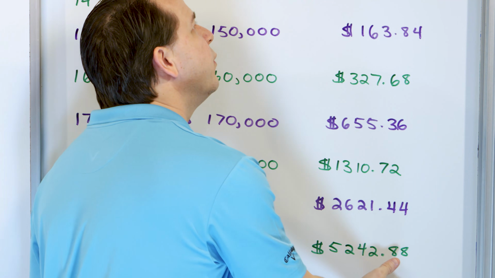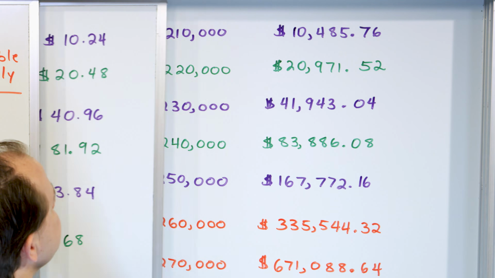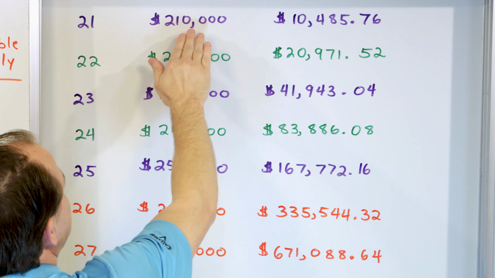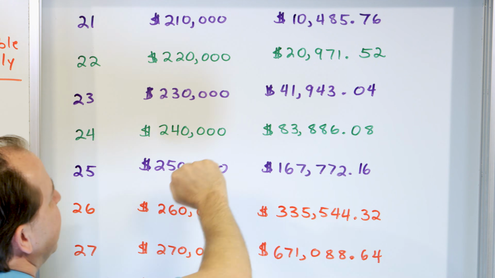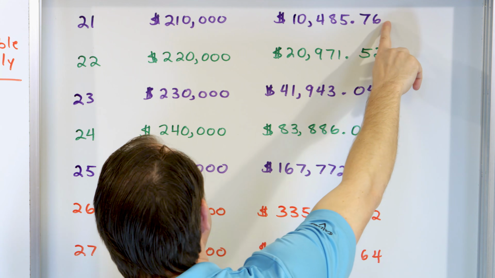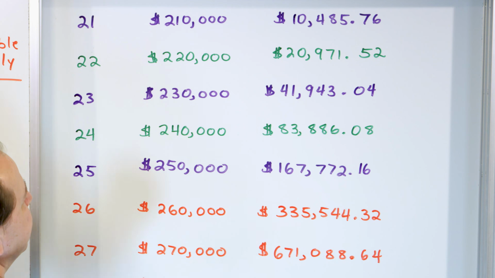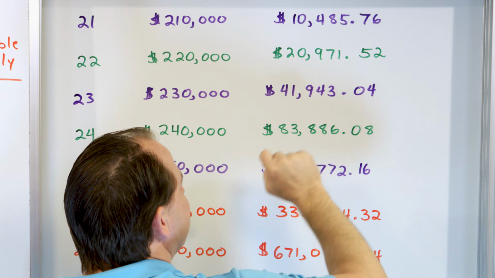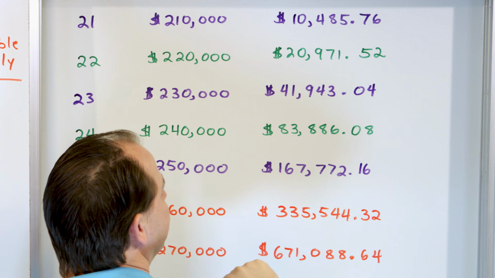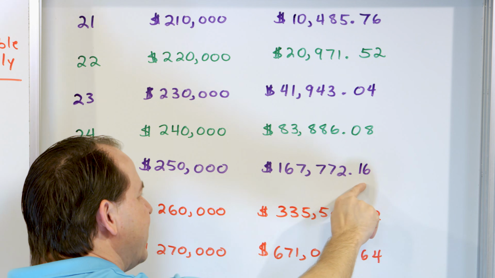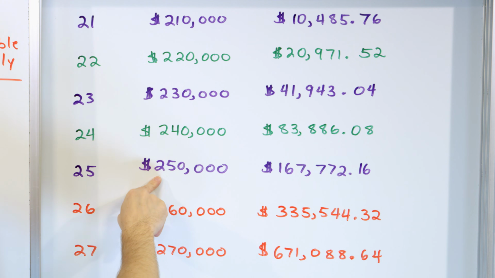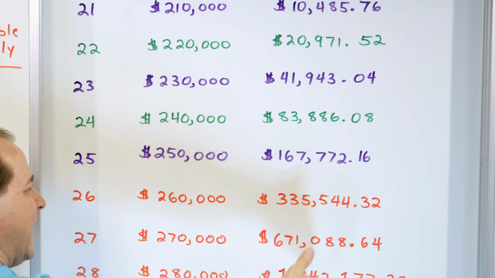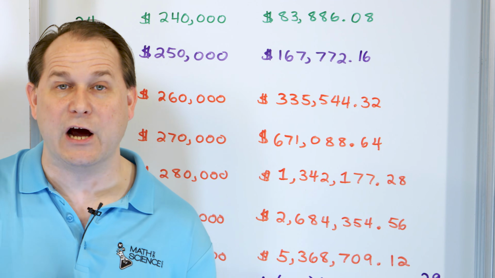Let's see what happens when we go into the tail end of the month here. Here's where we start seeing some interesting things going on. Day 21, I have $210,000 here, but in this column, I've doubled that $5,000 to $10,485. And then I've doubled again to $20,000 and some change, $41,000 and some change, $83,000 and some change, $167,000 and some change compared to the $250,000 I would have here. Here in red is where the right-hand column starts to beat the other column.